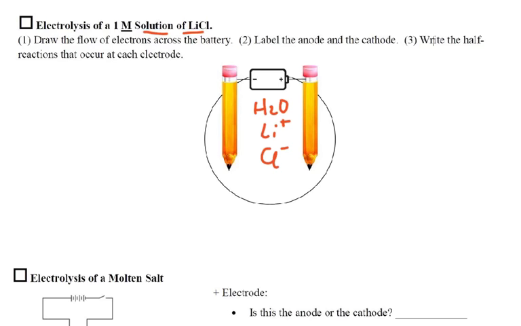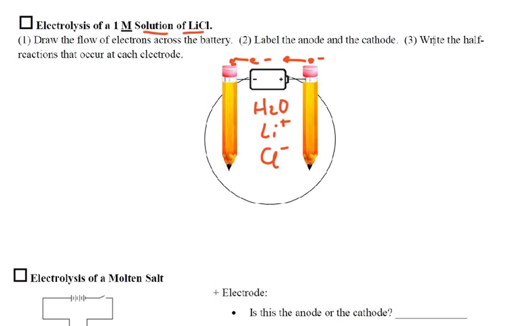Okay, so the first question here says, draw the flow of electrons across this battery. Well, the fact that the battery says negative on one side and positive on the other means that this is like a little electron pump, and it's going to pump the electrons in this direction. So electrons are being pumped out of the pencil on the right through the graphite into the pencil on the left. So electrons are going that way.